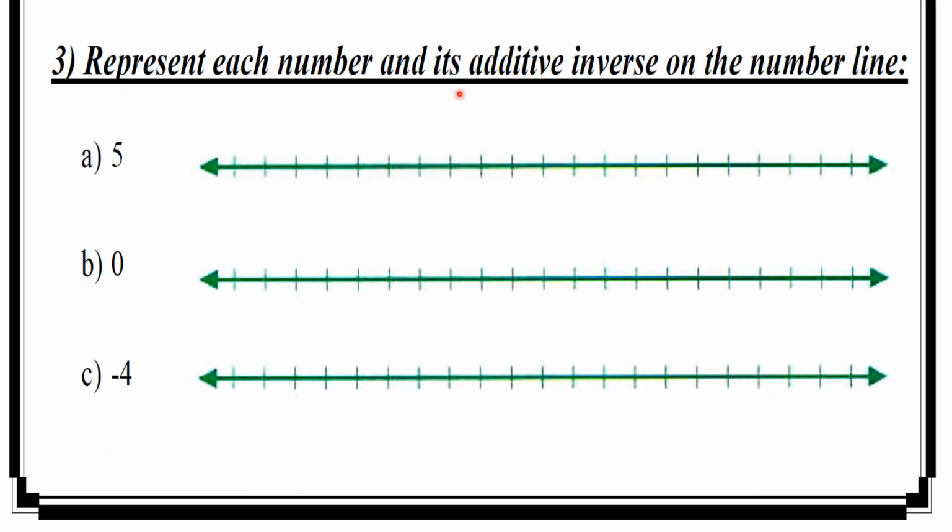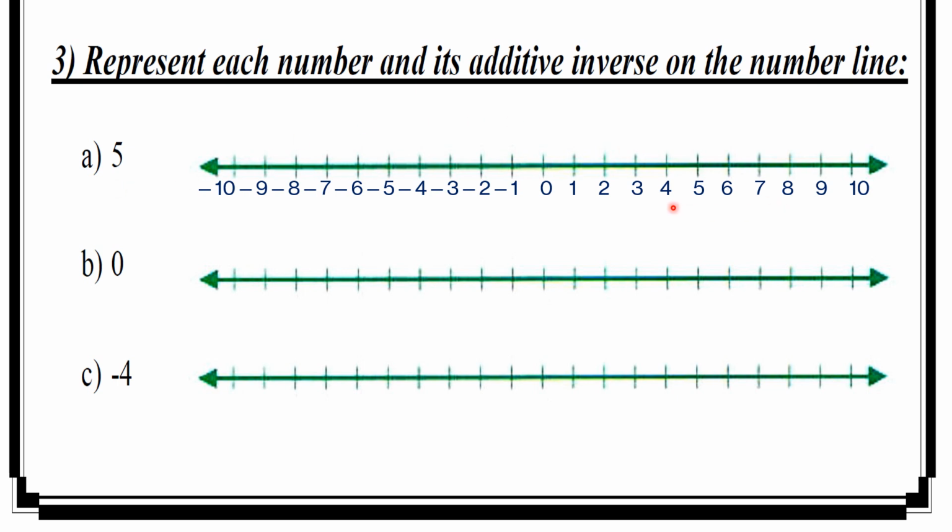Represent each number and its additive inverse on the number line. Here we have 5. To represent 5 on the number line, first step we have to fill the number line. Here we have the 0. To the right of 0 we have the positive integers 1, 2, 3, 4, 5, 6, 7, and so on. To the left of 0 we have the negative integers negative 1, negative 2, negative 3, negative 4, negative 5, and so on. How to represent the 5?